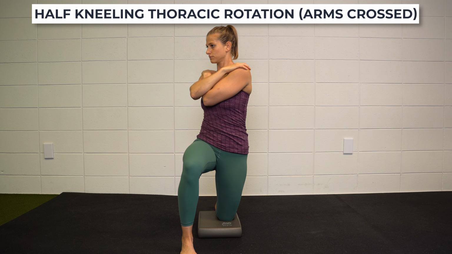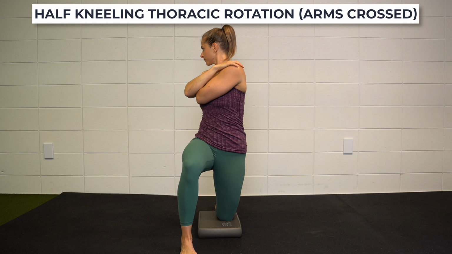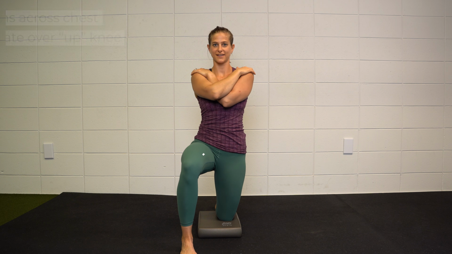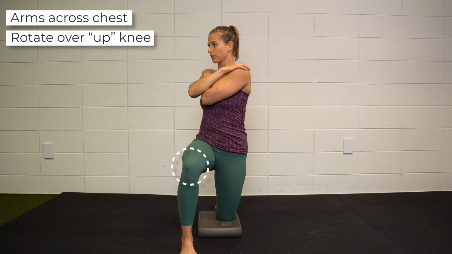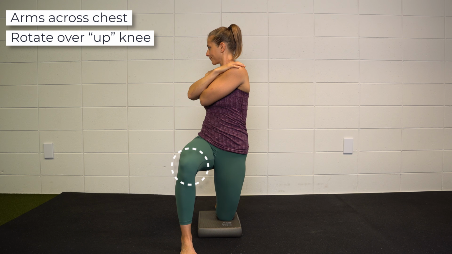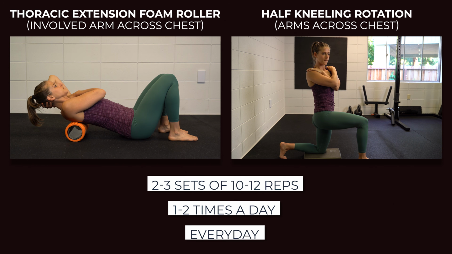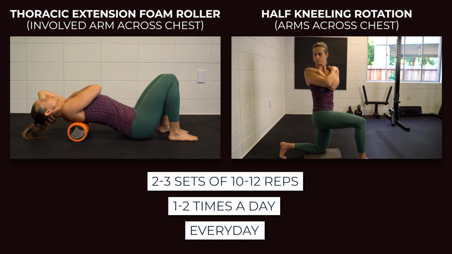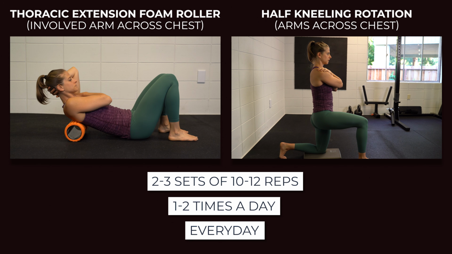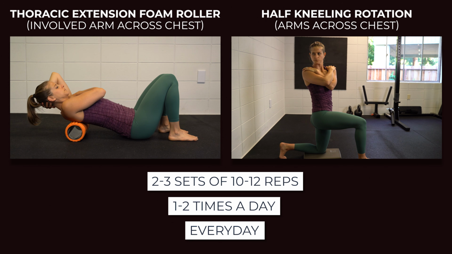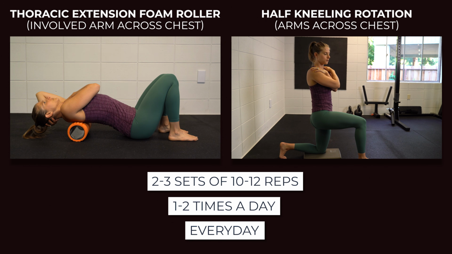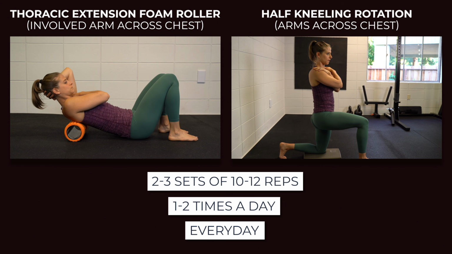For rotation, you will perform a half kneeling rotation with arms across your chest. Rotate over the up knee, twisting through your middle and upper back. For either of these thoracic mobility exercises, perform for 2 to 3 sets of 10 to 12 repetitions 1 to 2 times a day, every day, or within tolerance.